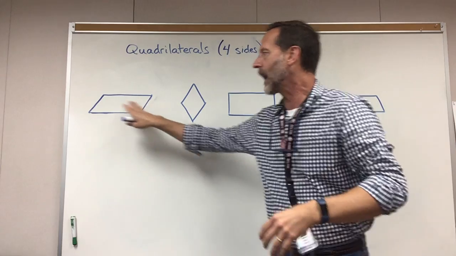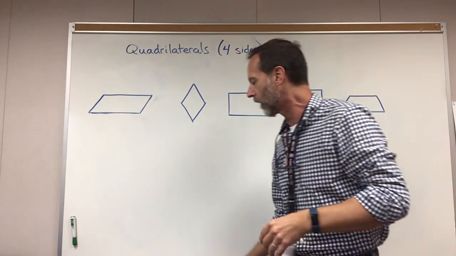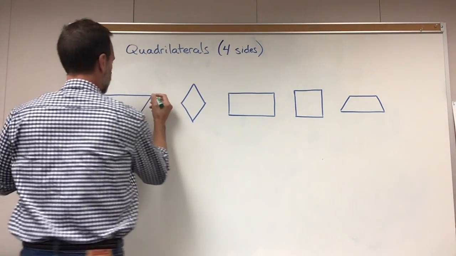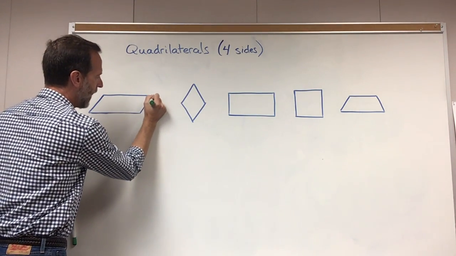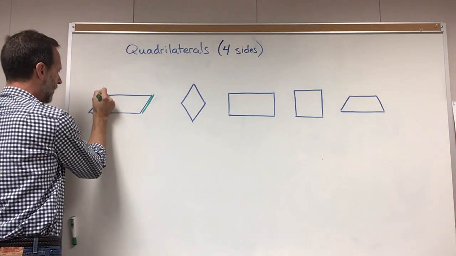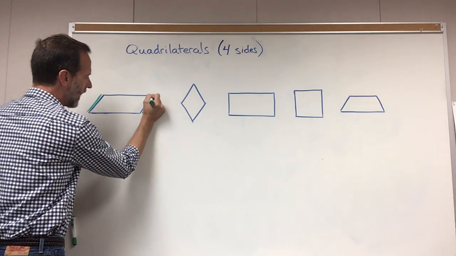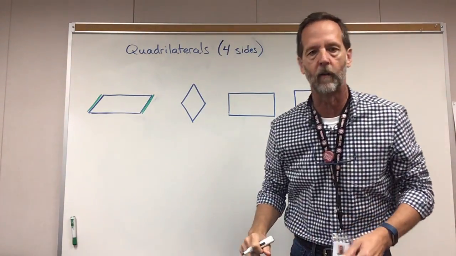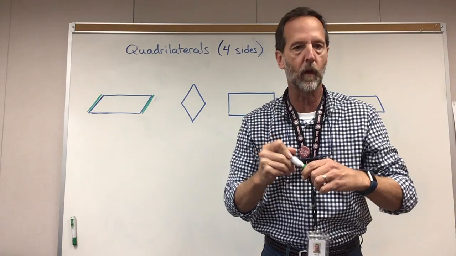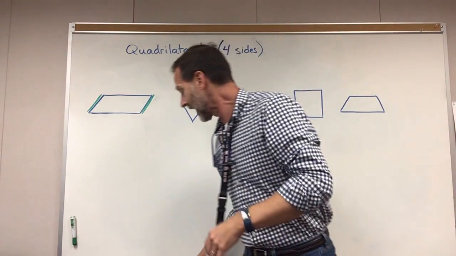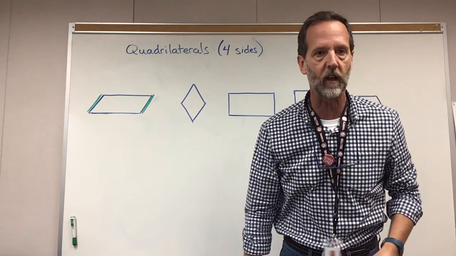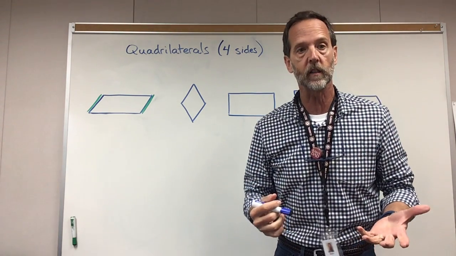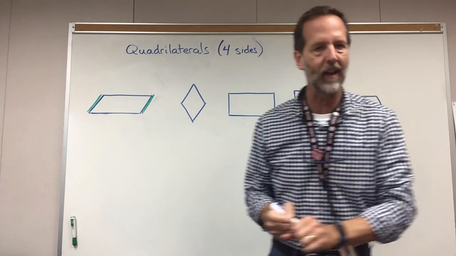So, are the opposite sides on this figure parallel? Is this side parallel to this side? It is, okay? This side right here is parallel to this side. They go in the same direction. They will never ever touch. No matter how far I go, they're going to stay the same distance apart. They are parallel. Is the top parallel to the bottom? It is. So this has two pairs of parallel sides, okay? It has two pairs of parallel sides. Because it does, it's called a parallelogram.